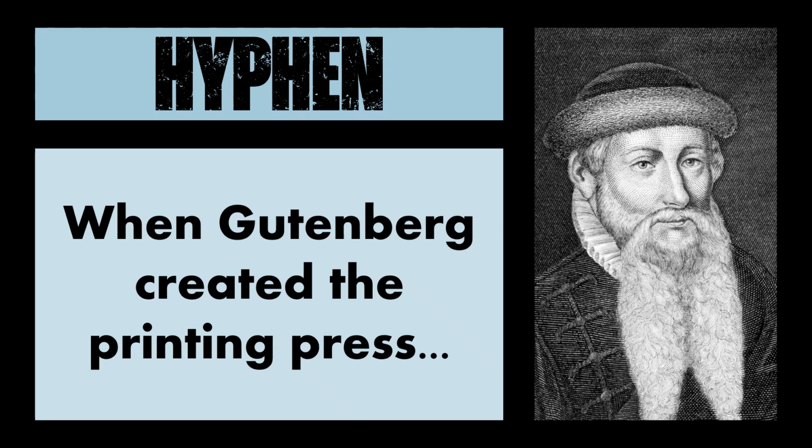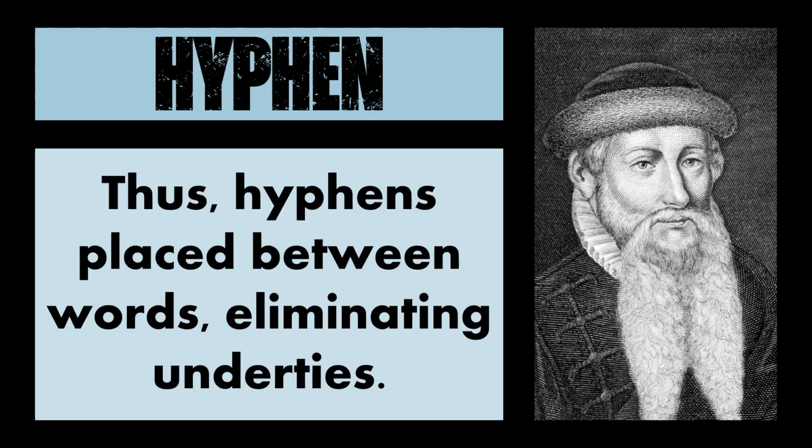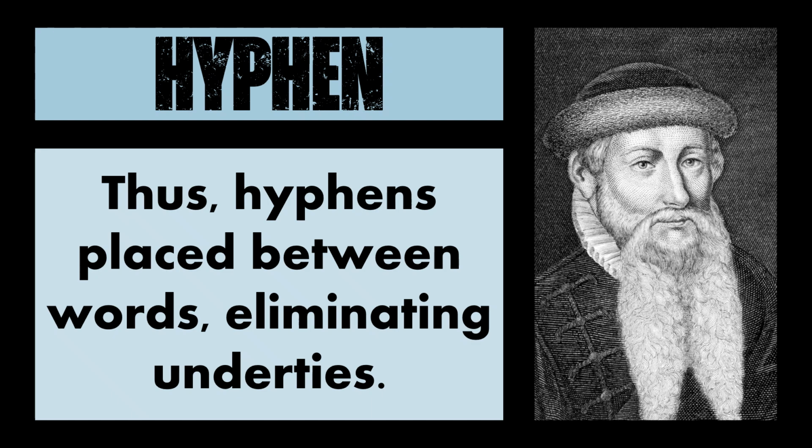After a few centuries, you get what I'm saying, Gutenberg created the printing press. Wait, was it Steve Gutenberg or Johannes Gutenberg? Either way, it was Gutenberg. And Gutenberg put spaces between words so that readers would differentiate where one word ended and another word began. In instances where two words were meant to be put together, Gutenberg decided to use a hyphen to eliminate the underties, which would complicate the printing press. Thus, hyphens were placed between words, eliminating the Grecian underties.